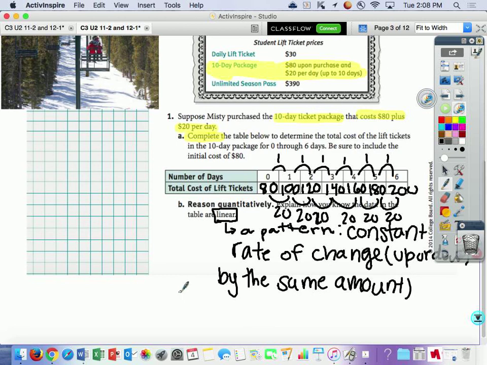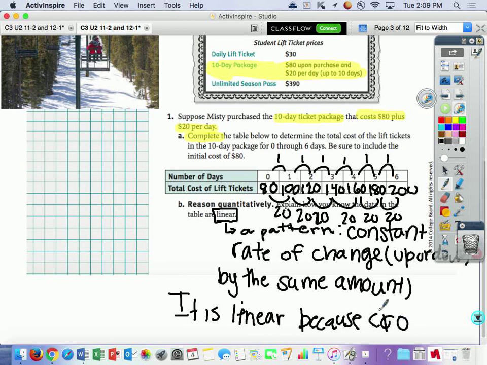So we're going to say it is linear because it has a constant rate of change. And I am taking notes, so I'm going to write in shorthand. So we're going to put constant rate of change, CRC.